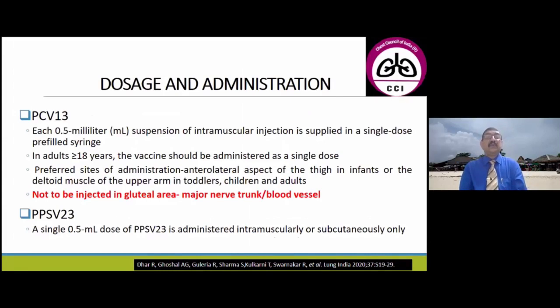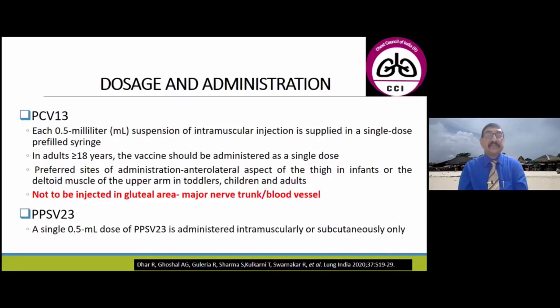Now coming to the dose and administration, how you are going to give the vaccine. Both PCV13 and PPSV23 are available as 0.5 ml suspension in a pre-filled syringe. Coming to PCV13, the 0.5 ml suspension for intramuscular injection is supplied in a single dose pre-filled syringe. In adults more than 18 years, the vaccine should be administered as a single dose.